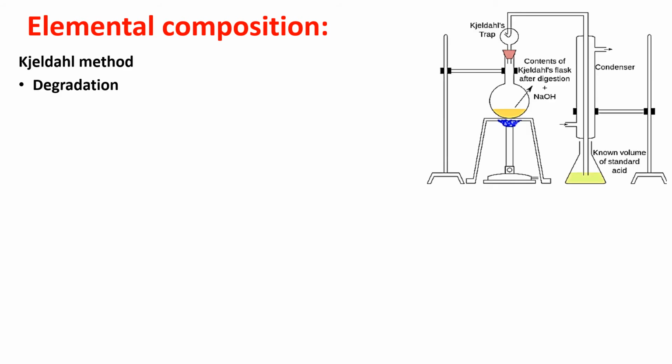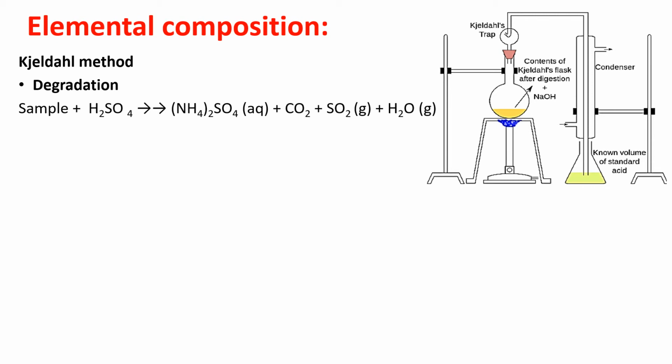Here we'll go again right from the beginning, step by step. The sample is taken and it is heated with sulfuric acid, or digested with sulfuric acid. Now suppose your sample is bluish in color, and if you have heated it with sulfuric acid, it will convert to sodium sulfate, right?